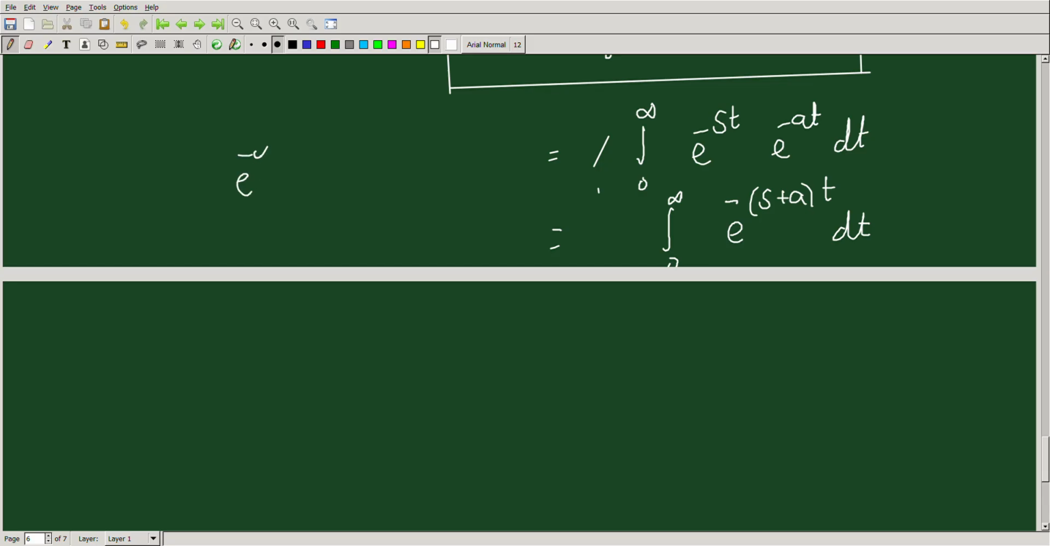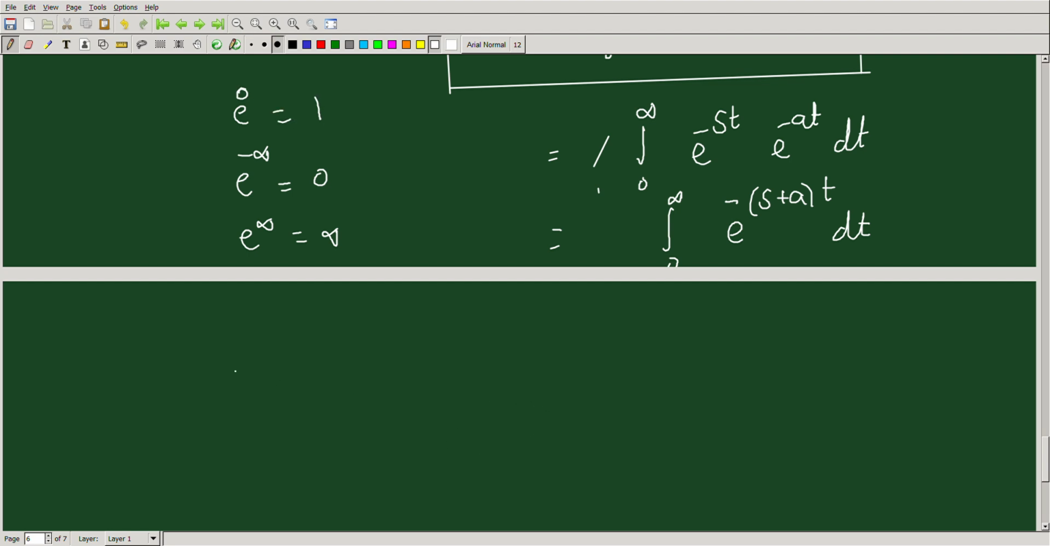Why am I taking the negative out? Because e power minus infinity is 0, while e power infinity is infinity. Always, if you want to make a function 0, take minus infinity outside. Similarly, anything power 0 is 1, that you know very well.